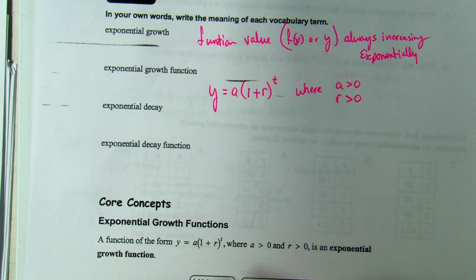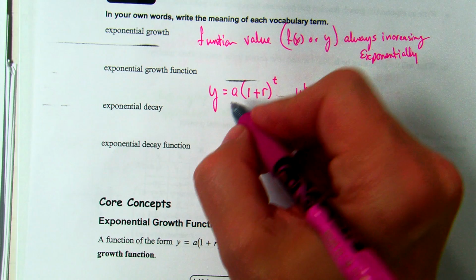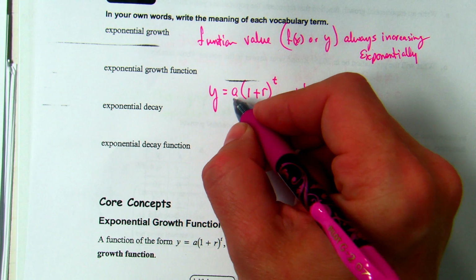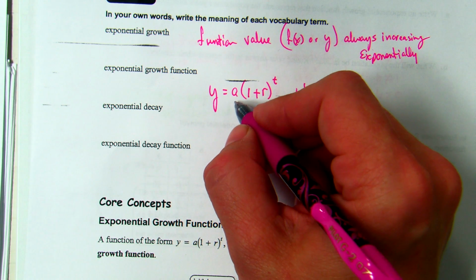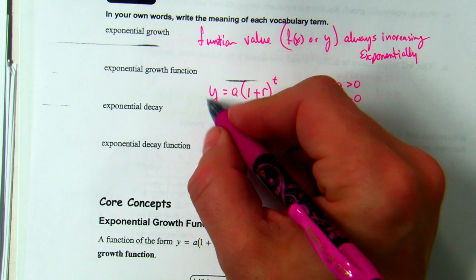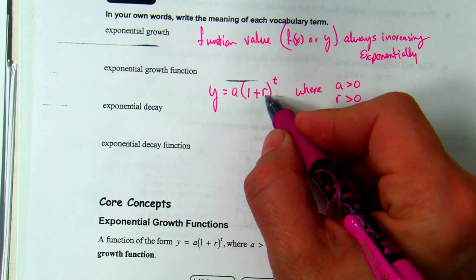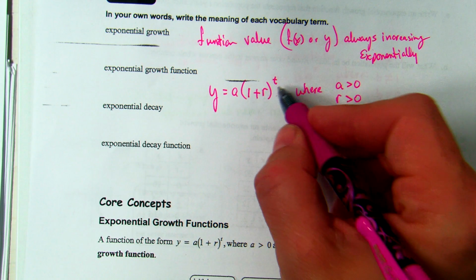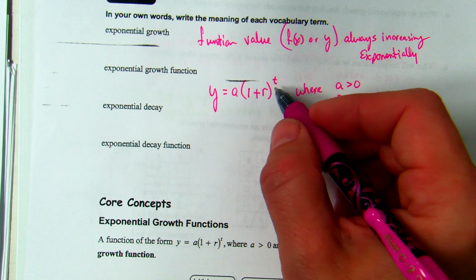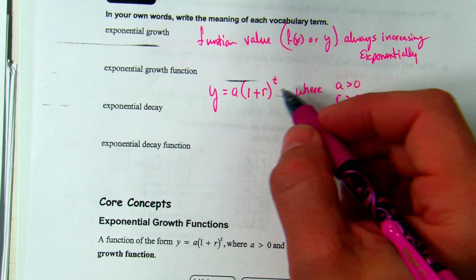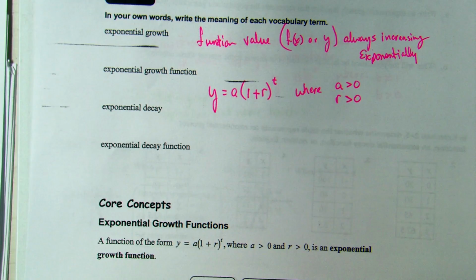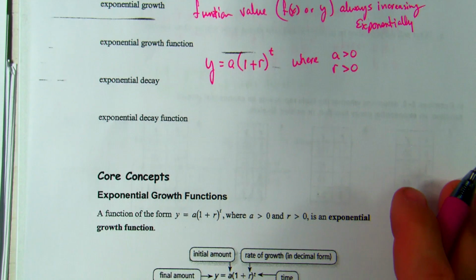Now we'll look at our illustrations here in a minute. A is going to be our original amount that they give us to start working with, to try to find maybe our end value, which is our y. R is the rate in decimal form of the change, and t is the amount of time, usually in days, months, or years. They'll specify that. So that's what these kind of stand for. We'll see a little better illustration of that in just a minute.